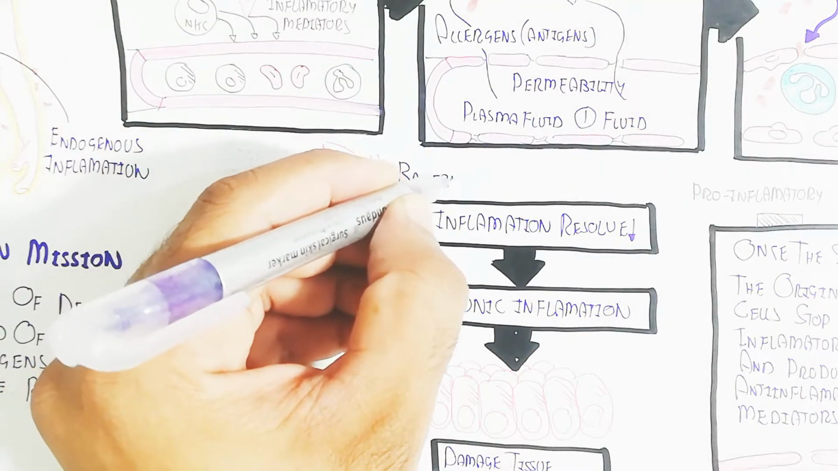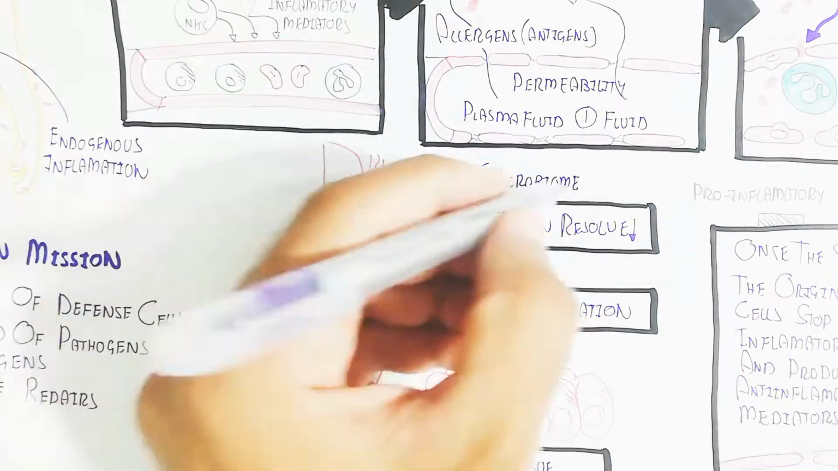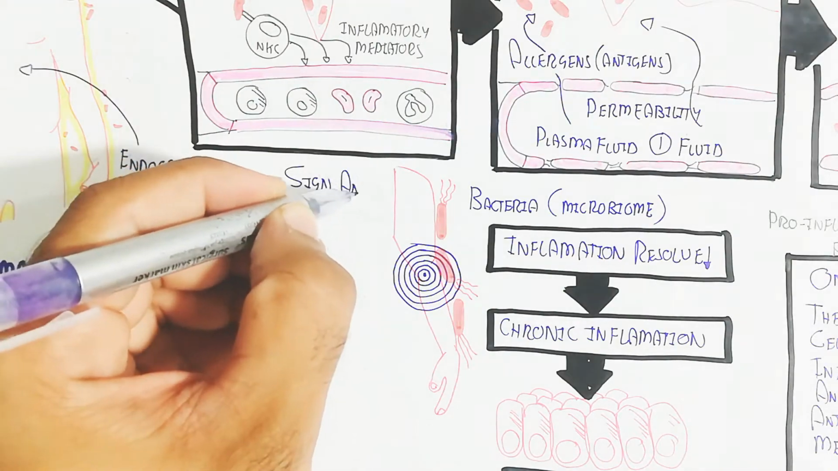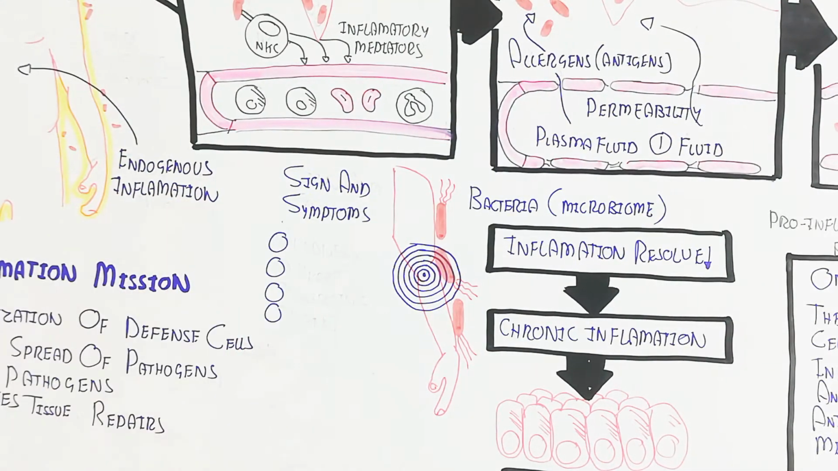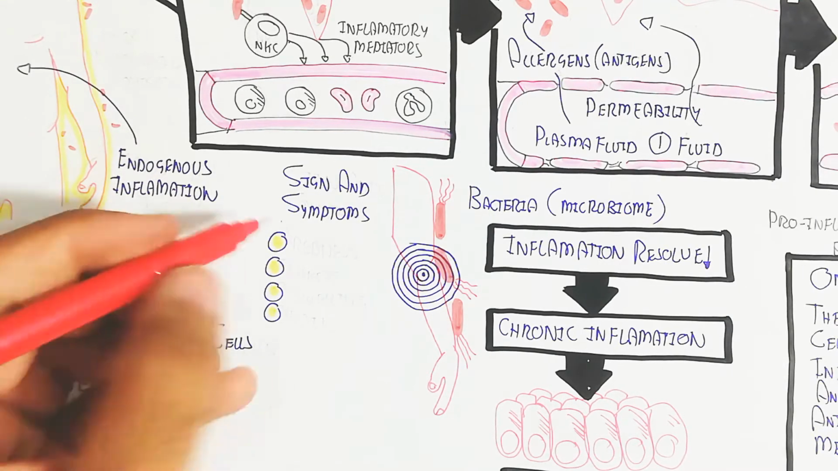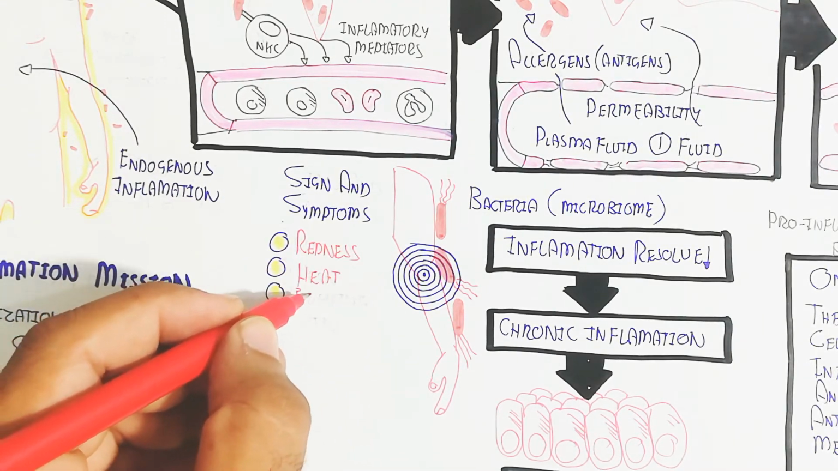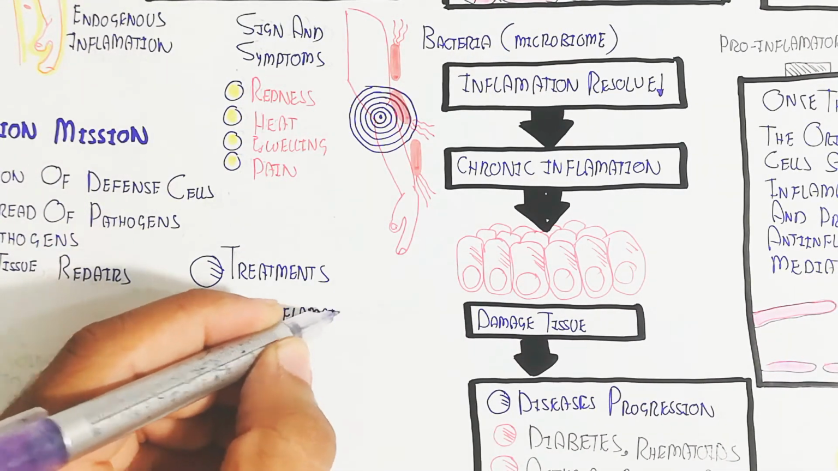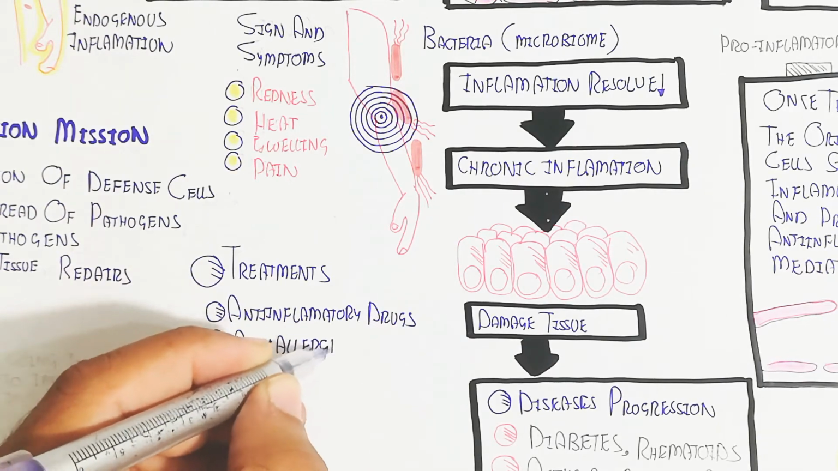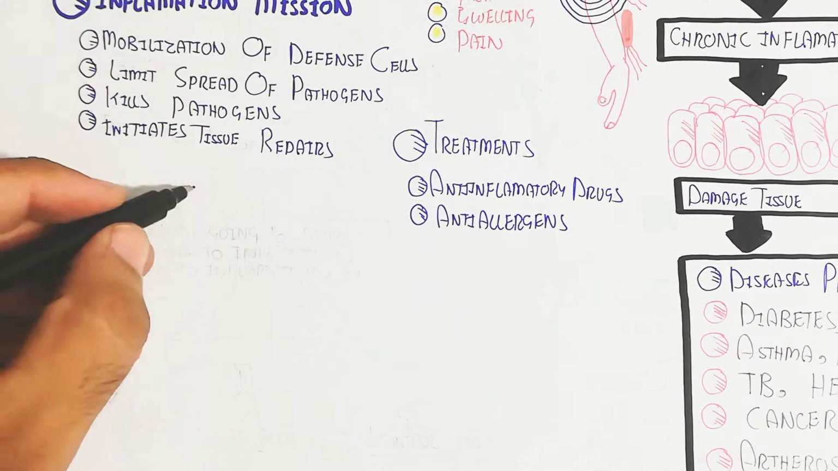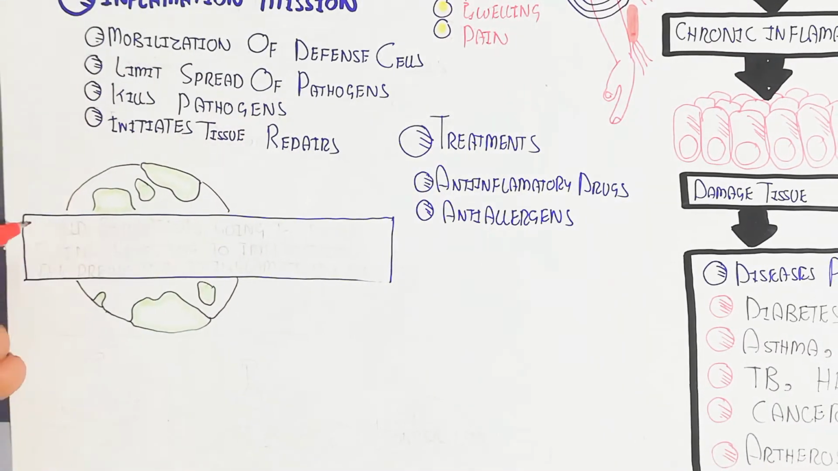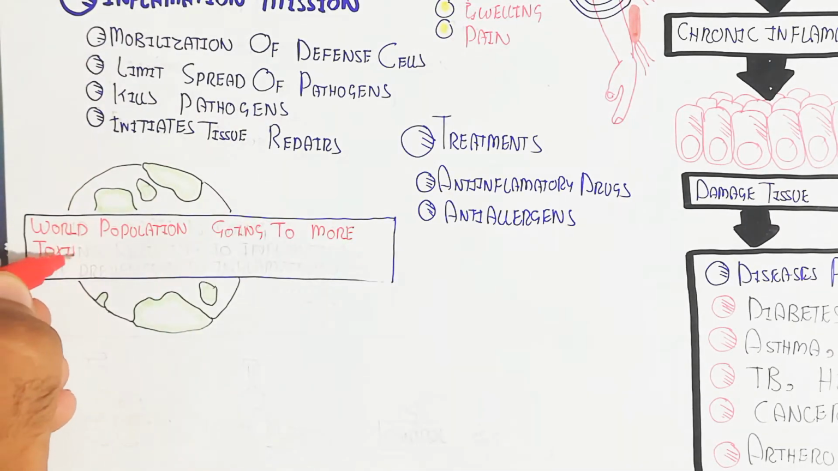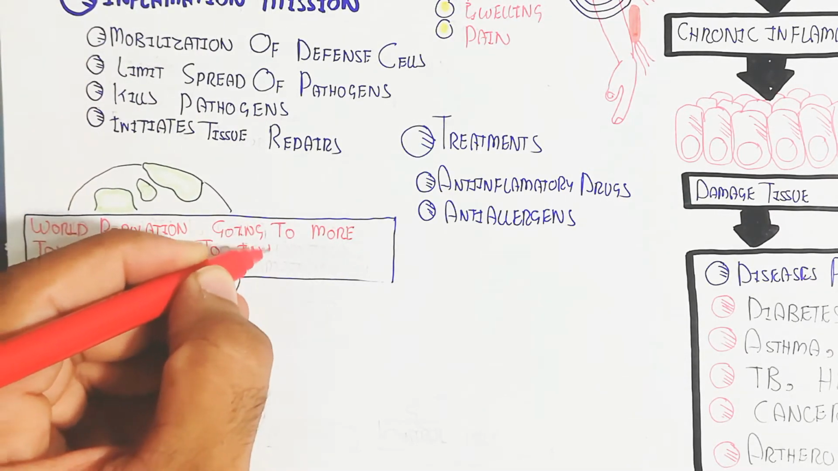The signs and symptoms of inflammation: bacteria or microbiome are present on the skin, and when they invade, the signs and symptoms show as redness, heat, swelling, and pain. On the other hand, internally there is fever. The treatment is anti-inflammatory drugs and anti-allergens, because the allergen, meaning the pathogen or antigen, causes the mast cell to activate the B memory cell. That is part of the adaptive immune system, which we will not cover here.